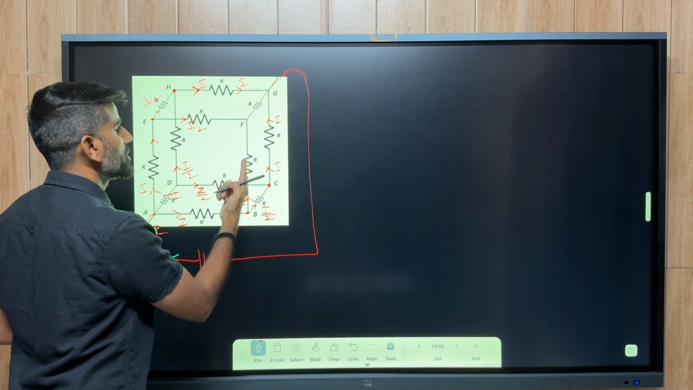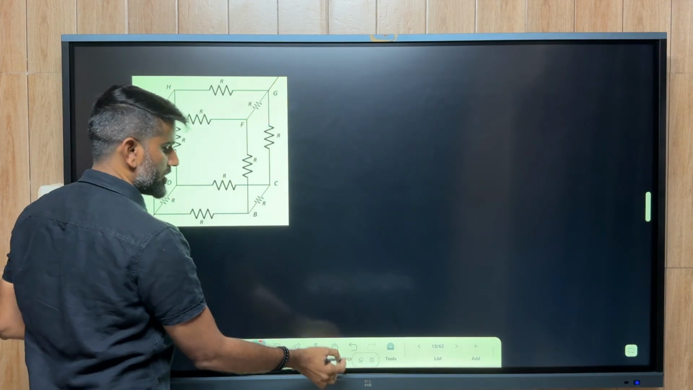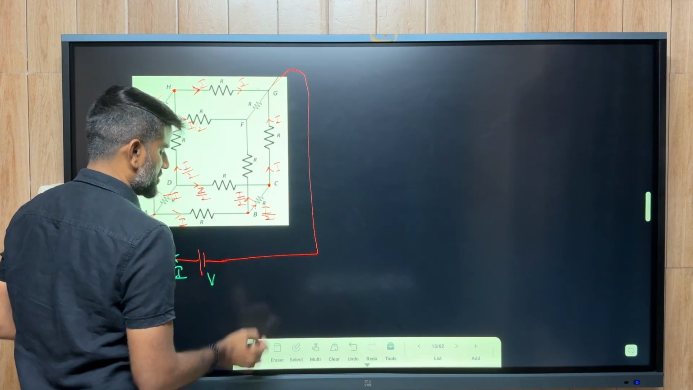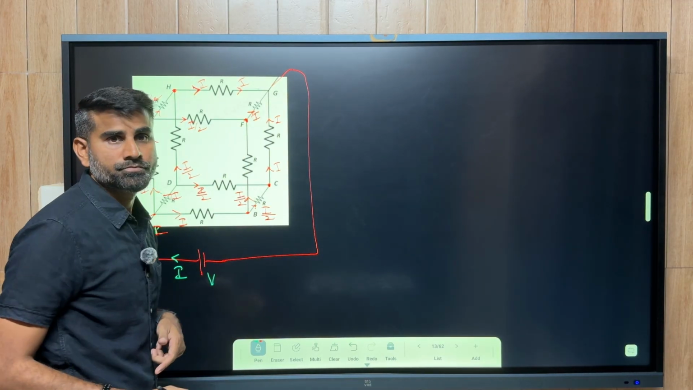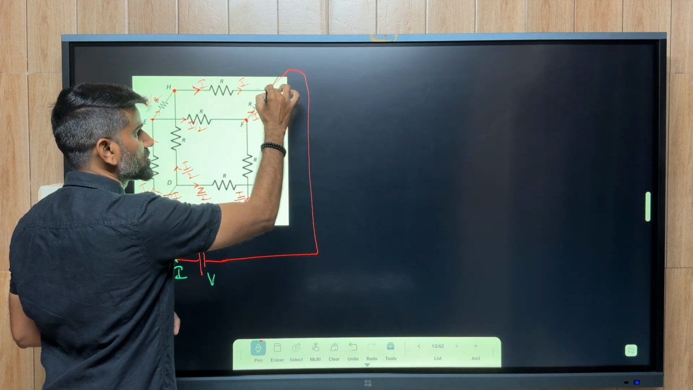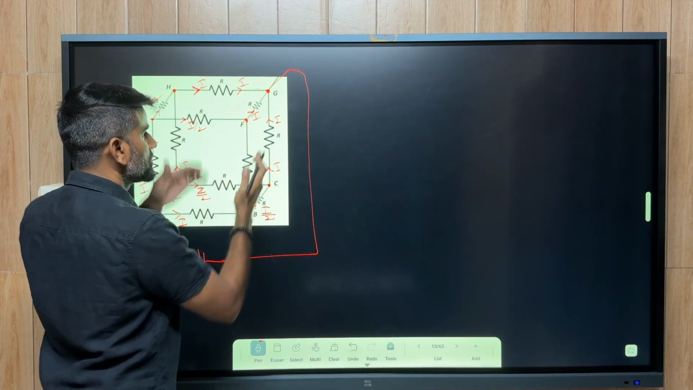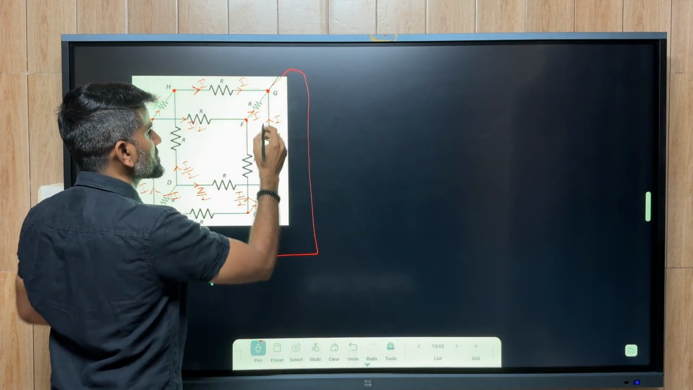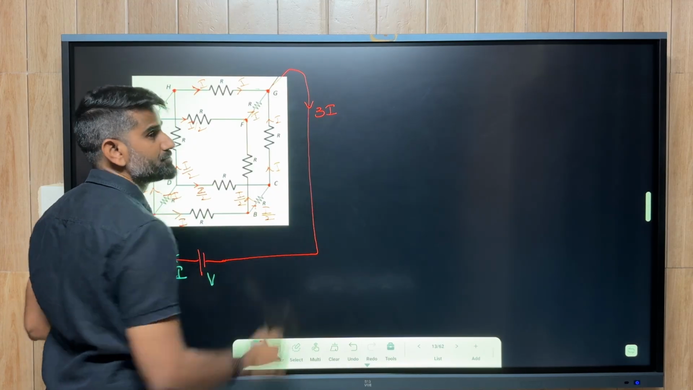Now this current is flowing in this direction, this current is flowing in this direction. These two will add up, these two will add up, and give the current I again. Now this current is coming towards this junction, this current is also coming towards this junction, this current is also coming towards this junction. All these together give a total current of 3I.